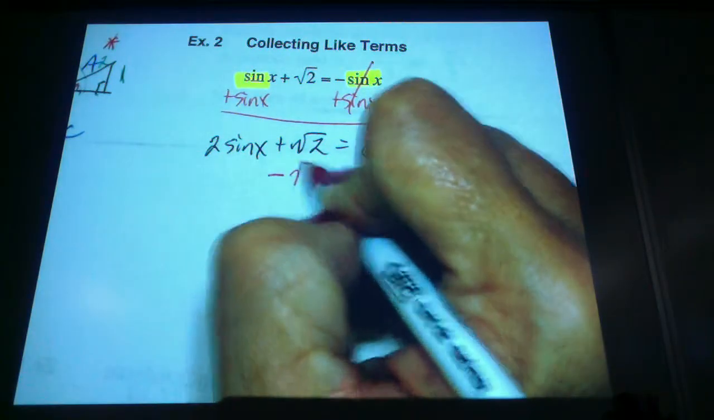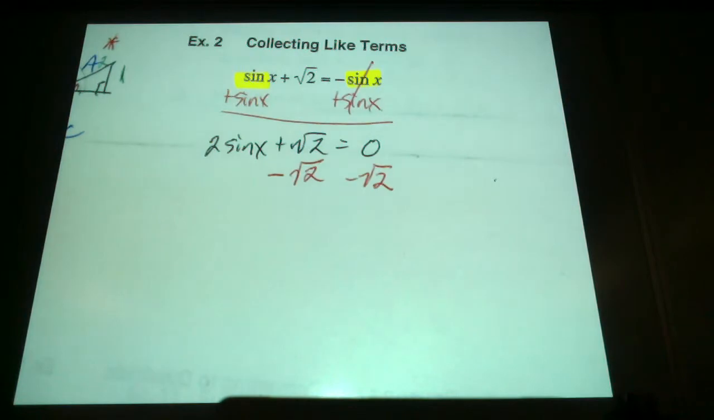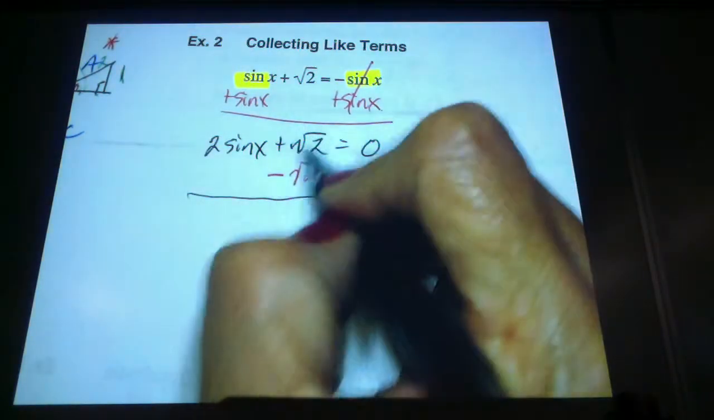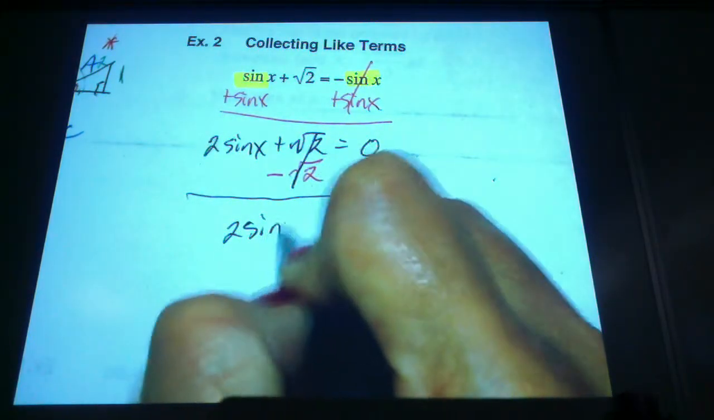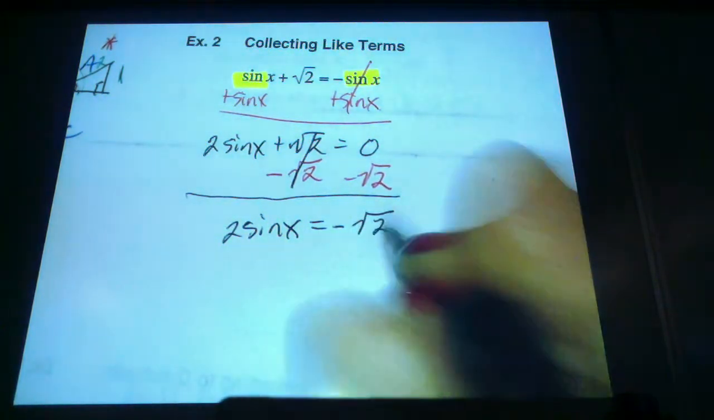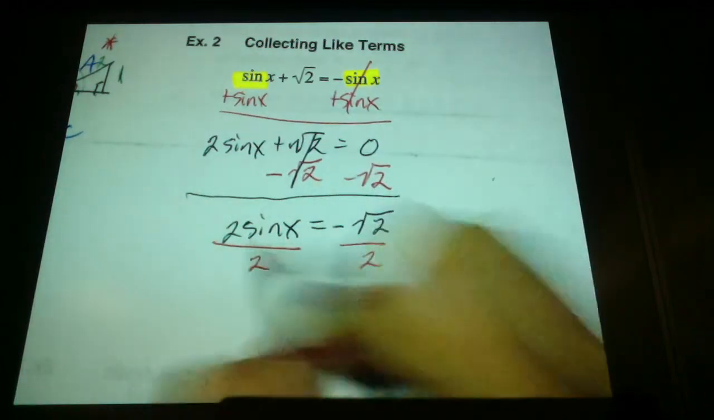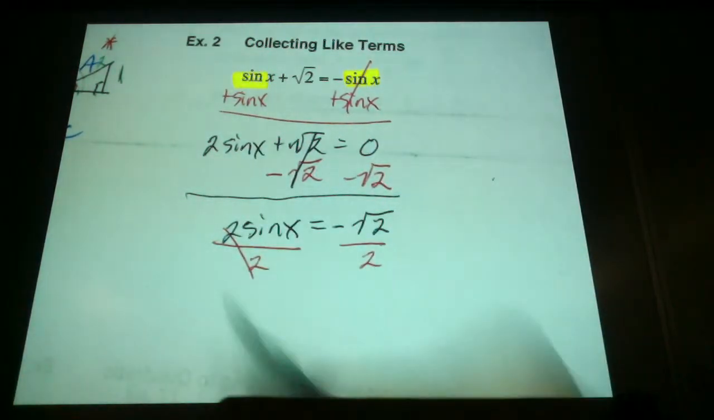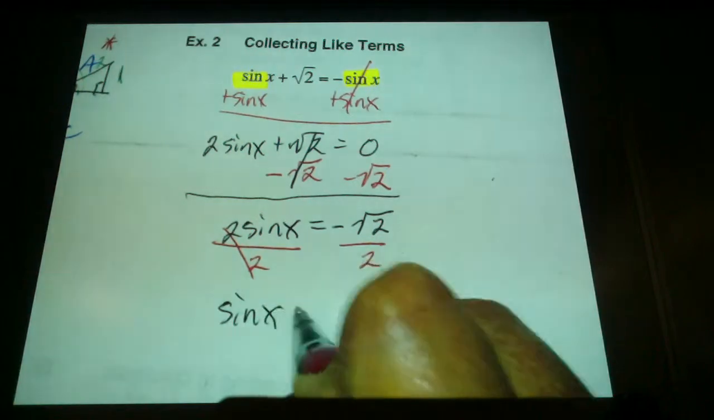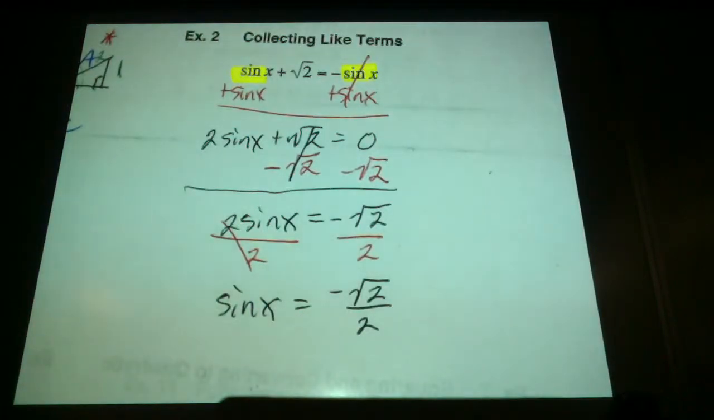So now we're going to subtract the radical 2 to get the sine of x term by itself. But I get 2 sine of x is equal to negative radical 2, and then divide by 2. And so we have sine of x is equal to the negative radical 2 over 2. So a couple of things.